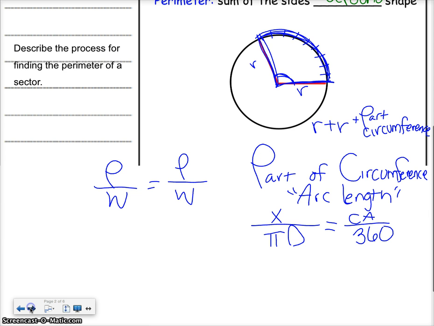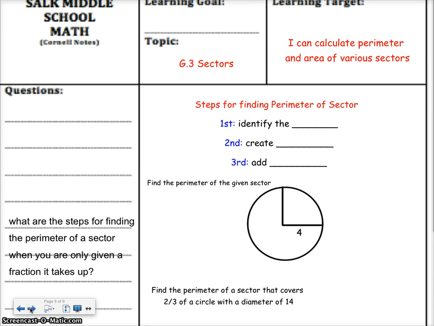All right, scoot that over to the next page. Okay, steps for finding the perimeter of a sector. The first thing you're going to want to do is identify the central angle. Because we need that central angle. We sure do need that central angle because that's how we do step 2 when we create a proportion.